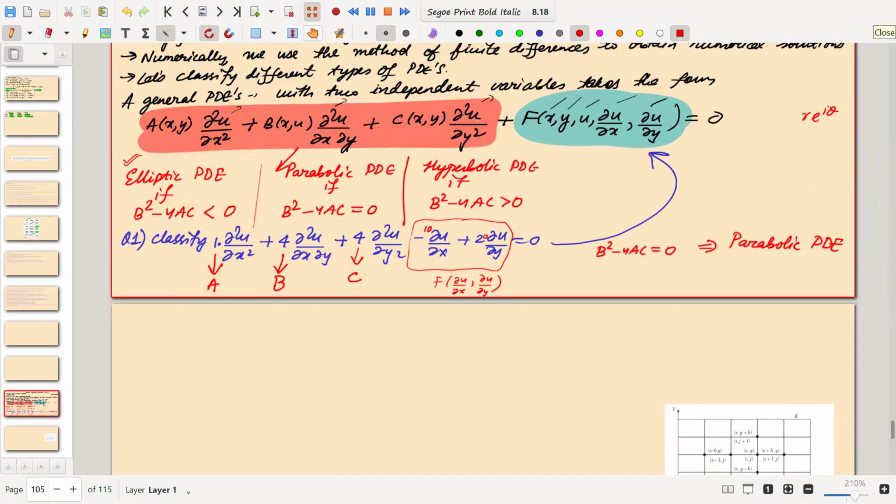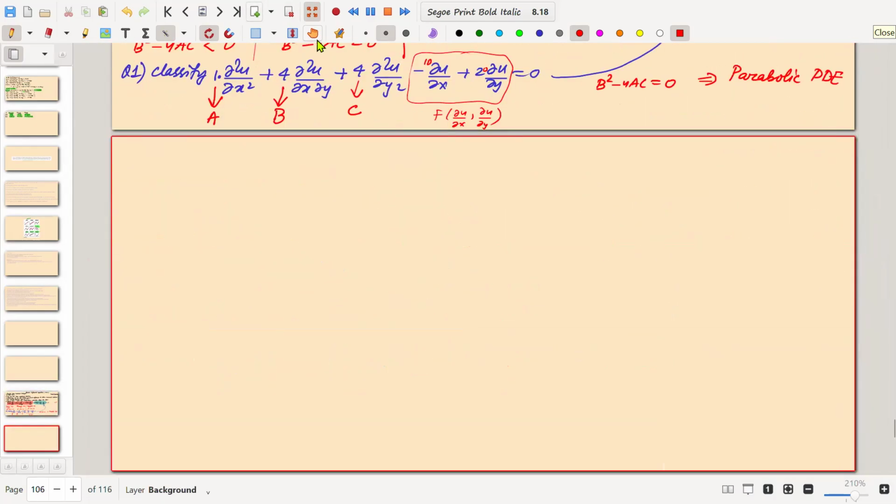Now maybe I can do another question. Classify this one: x square dou 2 u by dou x 2 plus 1 minus y square dou 2 u by dou y 2 equal to 0. Given that x goes from minus infinity to infinity and y goes from minus 1 to 1, can you classify this PDE?